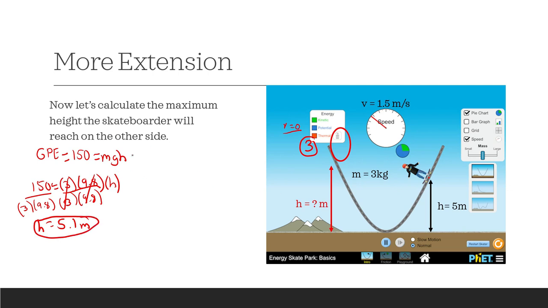And you'll notice that actually means that where we started looking at it, he was pretty much at his maximum height. But that is okay. So we were able to calculate the height based on just knowing the total energy, using that conservation of energy formula and solving for height.